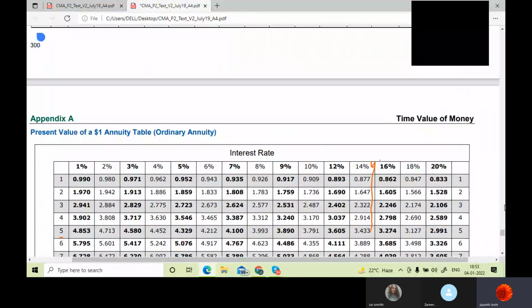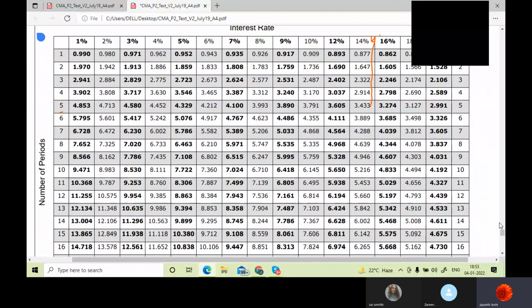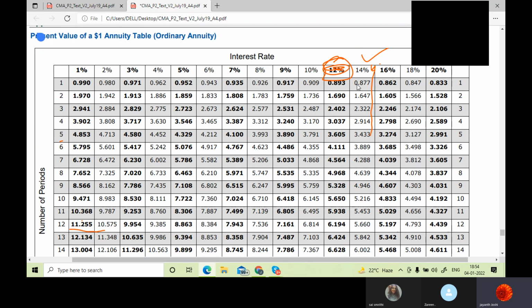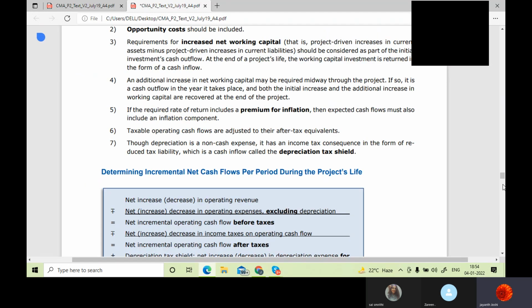So present value of annuity factor at 12%. It is 12%, na? Or, what is that? 14% for 12 years. 14% for 12 years. So yeah, it is 12th year, 5.660. Okay. So we will multiply that with this.